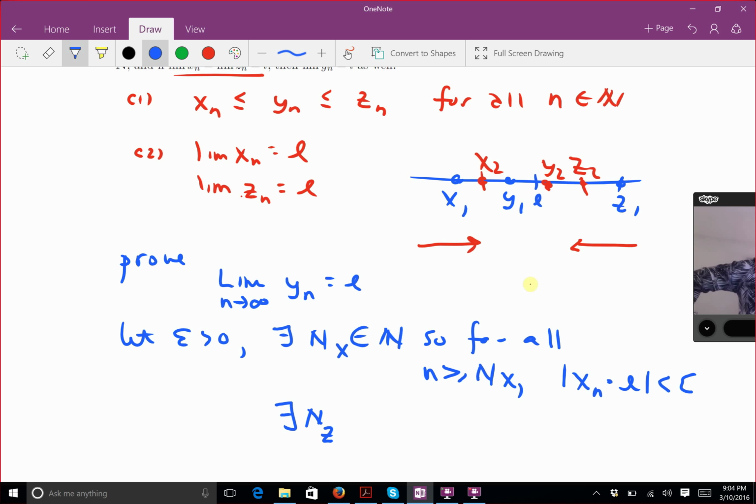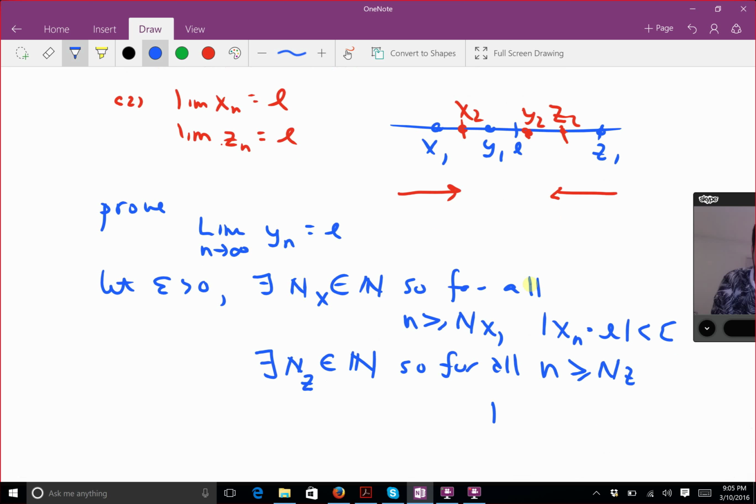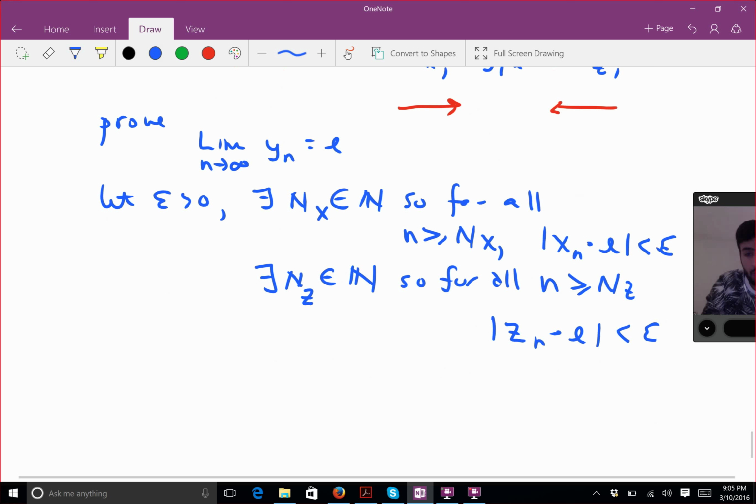Now z_n converges to L also, so there's also some natural number N_z. For all n greater than or equal to N_z, I know that |z_n - L| is less than epsilon. So what I'm going to do is choose the larger of these two. I'm going to let capital N be equal to the maximum of these two.